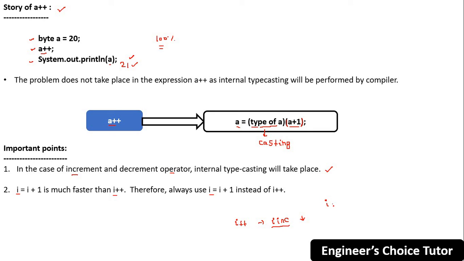And i = i + 1, basically i + 1, will use which instruction? The iadd instruction. That is the reason it is much faster. So I hope this much is clear to you. This is all about the difference between a++ and a = a+1.